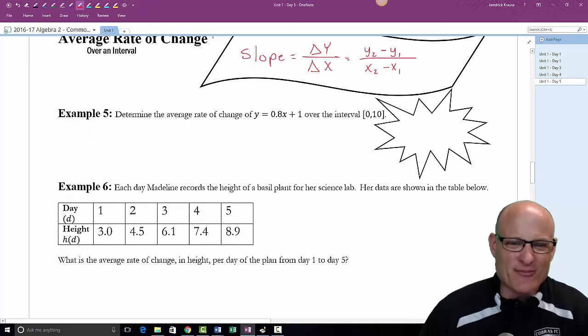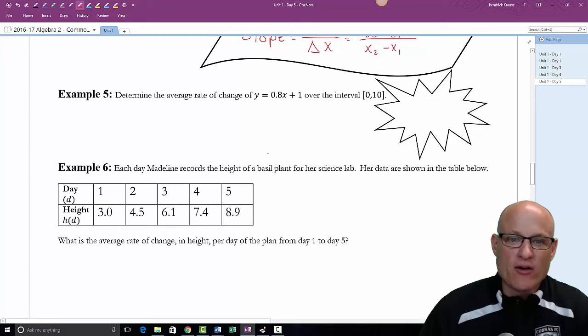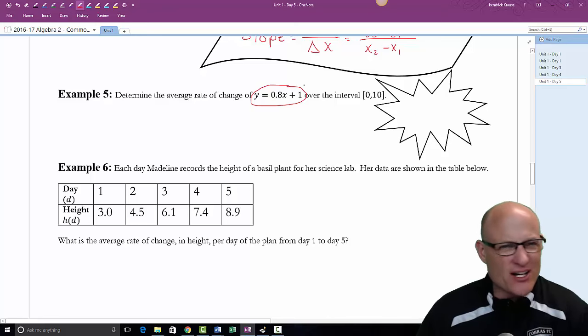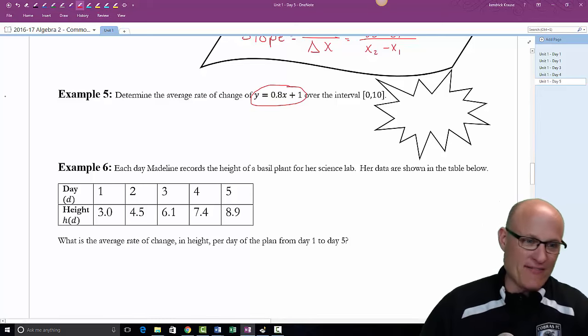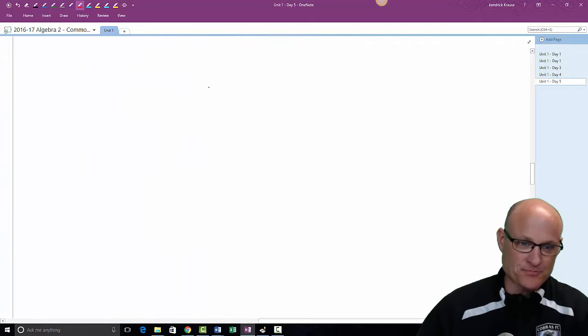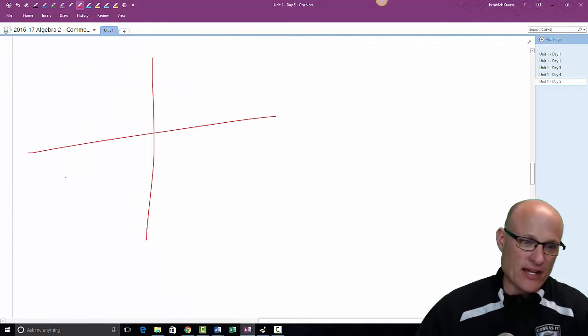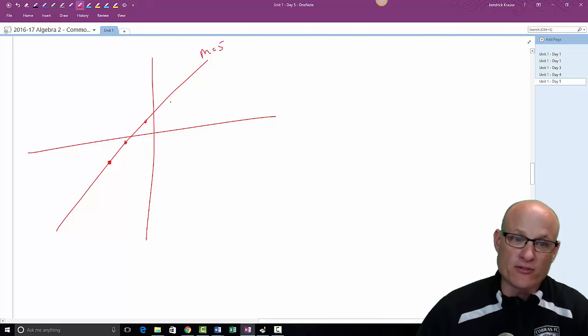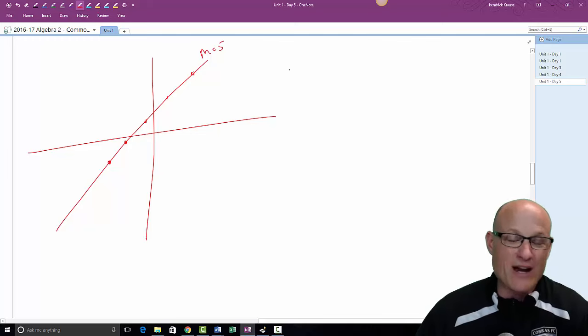So determine the average rate of change for this. Well, this is a linear function. Linear functions have the same slope no matter where you are. That's always going to be 0.8. So if I have a line whose slope is m equals 5, the slope at this point is 5, at this point is 5, and no matter where I go on that graph, the slope will be 5.